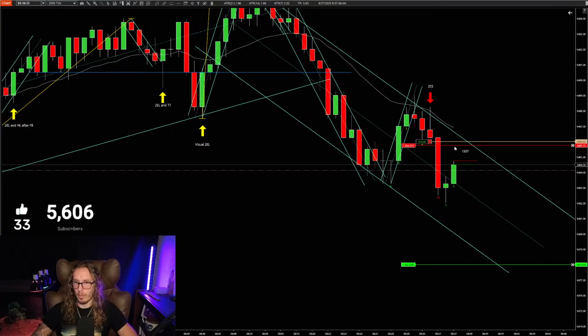It might come all the way back, honestly. That was a pretty big bar. But that's how you play a second entry short. It's a lower high, second entry short. Basically a perfect signal bar.